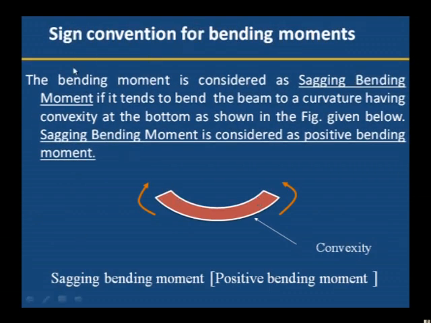We are using some conventions for bending moment calculation, the same way we consider the upward and downward forces in shear force calculation. The bending moment is considered as a sagging bending moment if it tends to bend the beam to a curvature having convexity at the bottom as shown in figure. Here we can see the figure. If a beam is bending like this, then it is known as a sagging bending moment. It is sagging. Okay, this sagging bending moment is also called a positive bending moment.